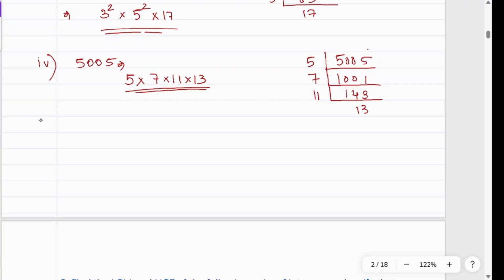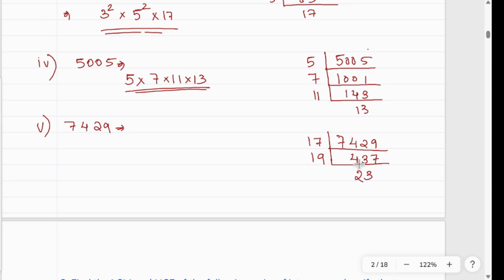Now next question. Question number 5. It is 7429. 7429 is divisible by 17. Okay. On dividing it by 17, we will be getting 437. Again, this number is divisible by 19. So how much we will get? 23. So the numbers are 17 into 19 into 23.